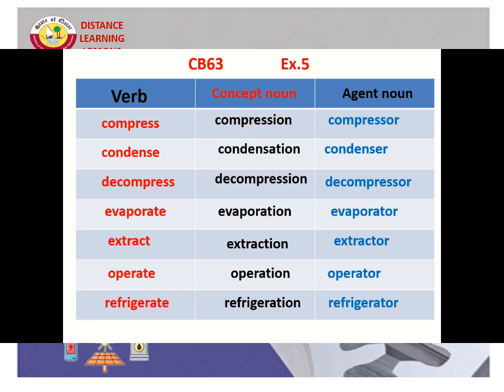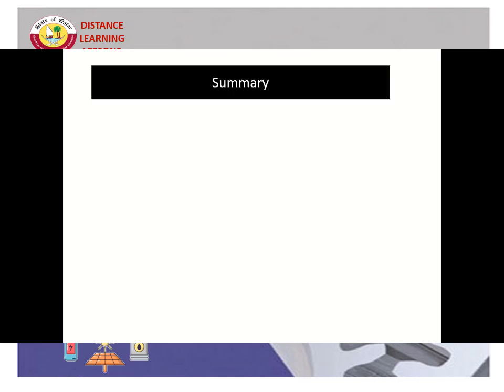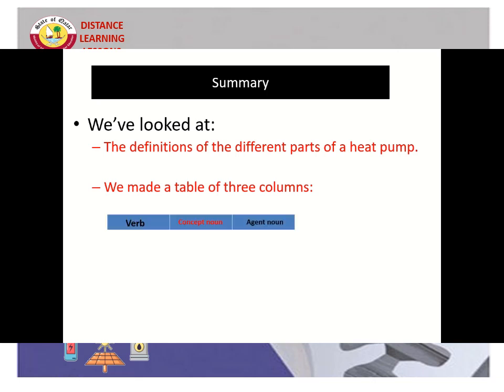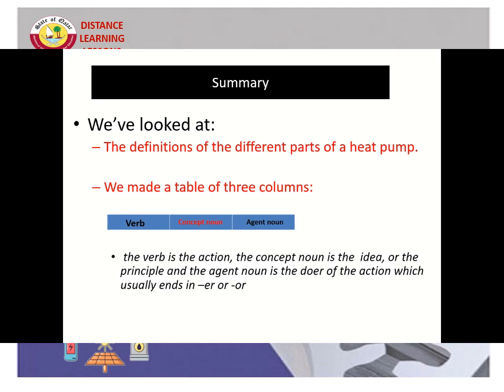I hope you got all the answers correct. If you did not, try to study the concept noun and the agent noun. Now, in summary, we've looked at the definitions of the different parts of a heat pump. And we made a table of 3 columns, like this one, where the verb is the action, the concept noun is the idea or the principle, and the agent noun is the doer of the action, which usually ends in ER or OR.